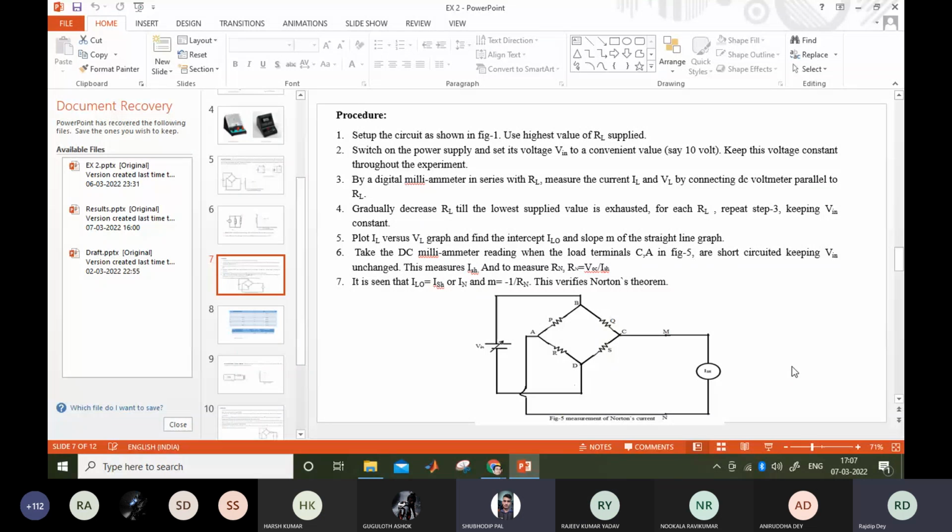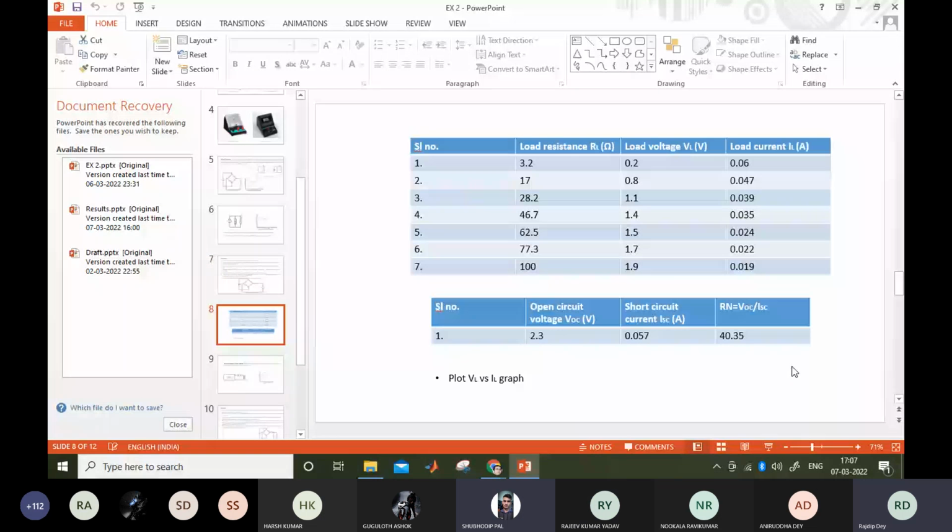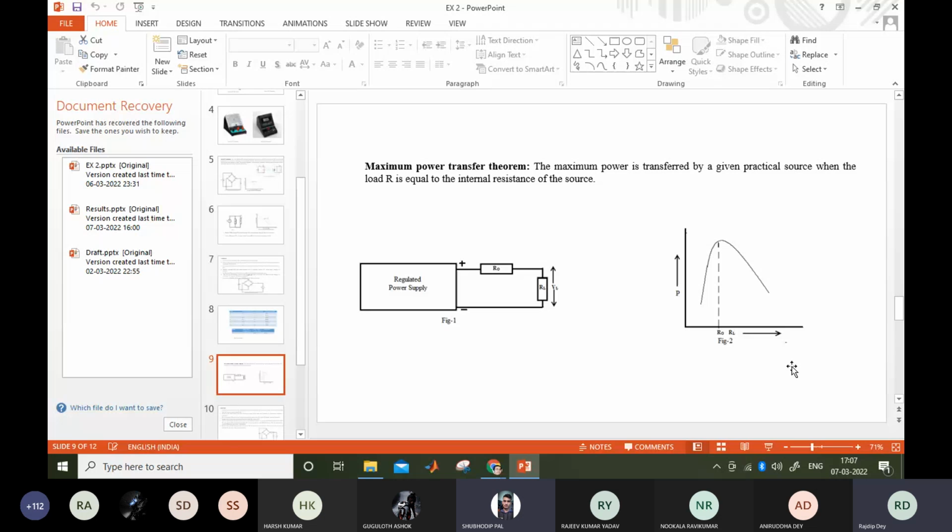Let me go for the next one, which is very easy. We have to complete the maximum power transfer theorem, and we know what it is. Maximum power will be transferred if our load resistance is equal to our internal resistance, that is R Thevenin or Rn. We know how to calculate Rn, right? It is VOC by ISH, and we have already calculated Rn for the bridge circuit. Now what we need to do is again connect a variable load.